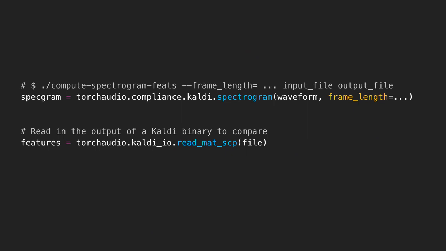Okay, so here's another code snippet of what you can do to replace your Kaldi binary. You take the waveform that we read from file from before, and you compute a spectrogram here. And what this means is it has the exact parameters that Kaldi binaries have. The only difference is you're running it online instead of using a binary.